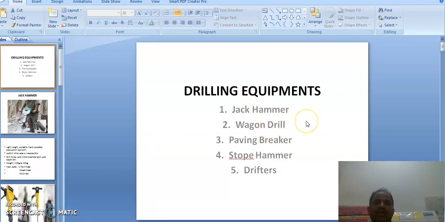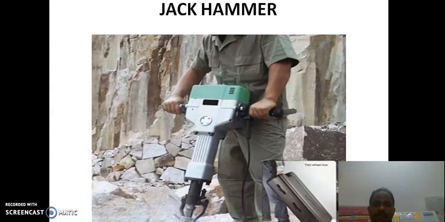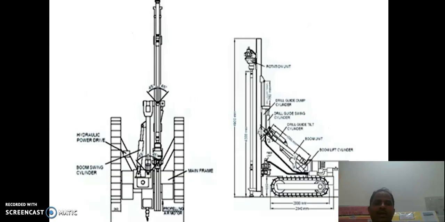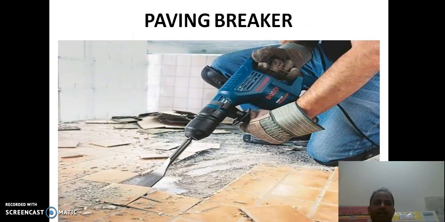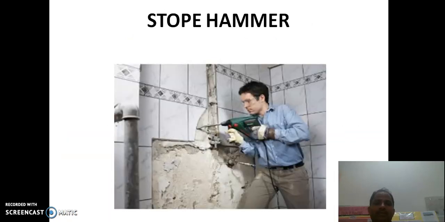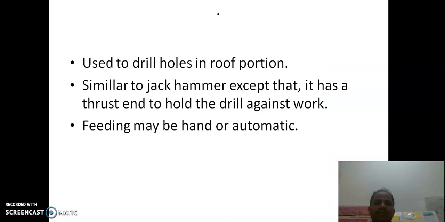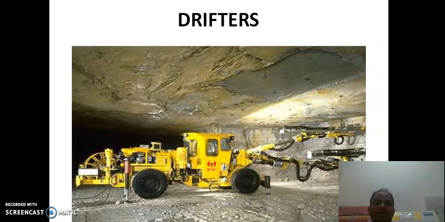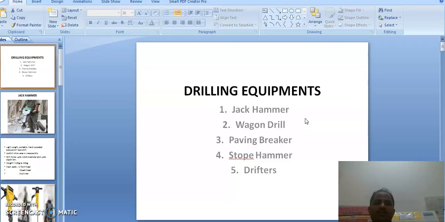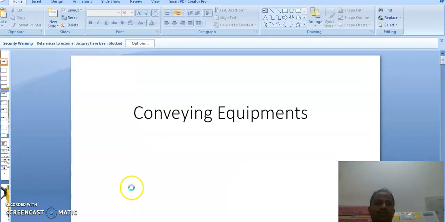Then you can see drilling equipments: jackhammer, wagon drill, paving breaker, stoke hammer, drifters. Then conveying equipments.